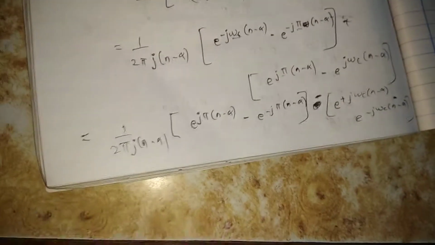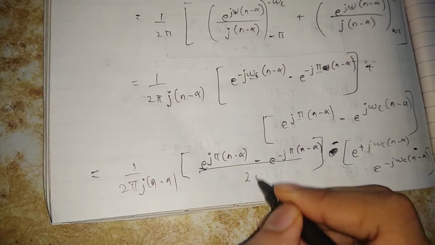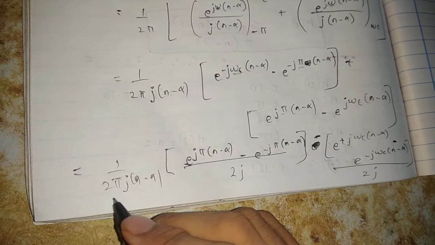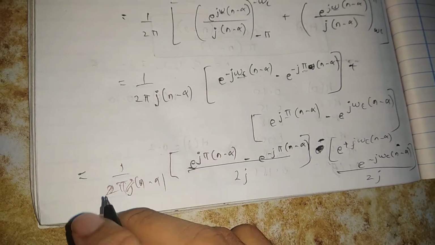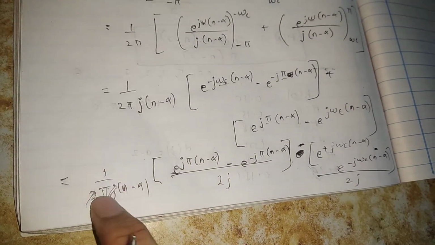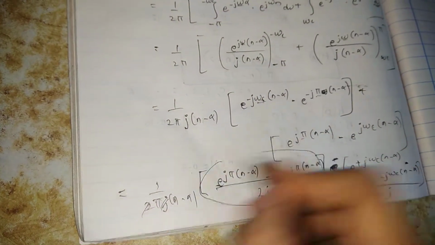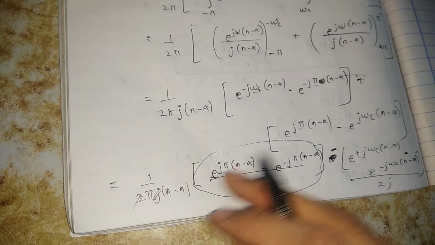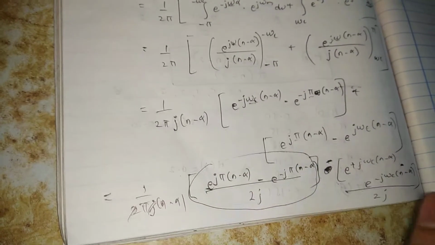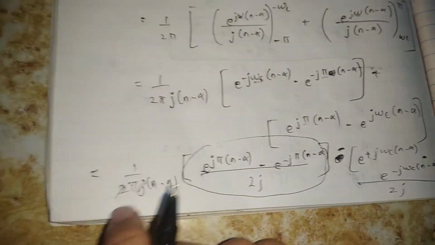Done. Now you can see this 2j. I will just write here 2j inside the bracket, and I will write this 2j inside the bracket. So this 2j will be eliminated from here and we will take it inside the brackets. We are left with 1 upon pi n minus alpha. So this whole term will become sine. Sine of theta means sine of pi n minus alpha. This also will become sine of omega c n minus alpha.